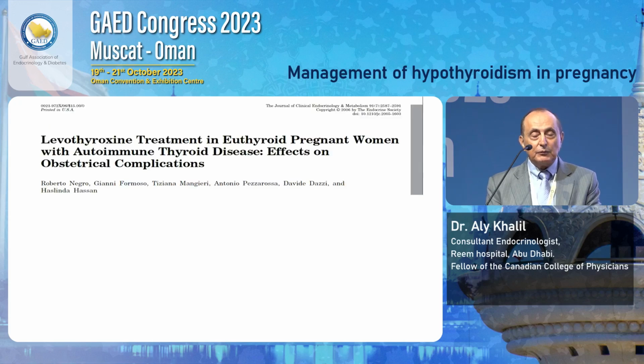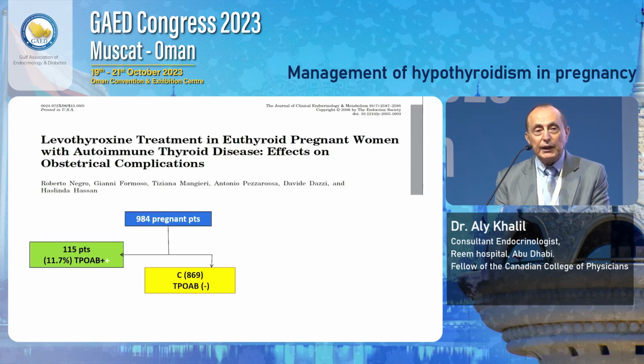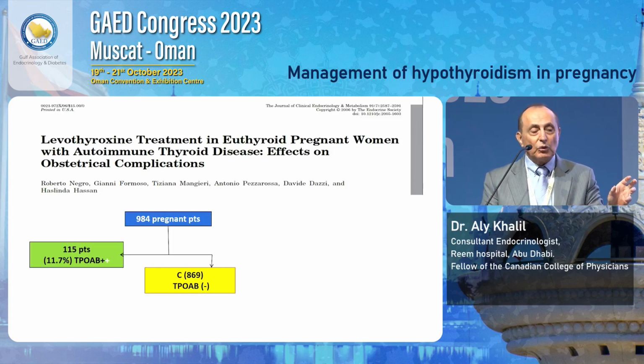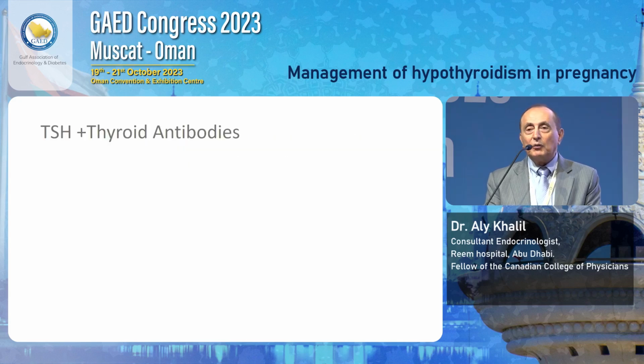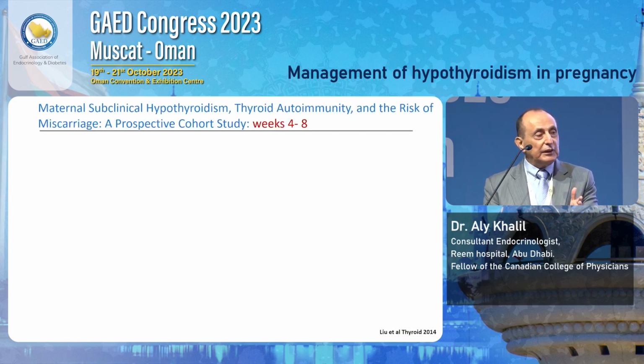Antibodies: the first study was done by Negro, where he took a group of pregnant women who had positive antibodies and used controls with negative antibodies. His point is that the rate of miscarriage and premature delivery is very much affected by the presence of antibodies. So if you have antibodies, you have increased risk for adverse pregnancy outcome. What if you have elevated TSH and antibodies? That's an even higher risk.